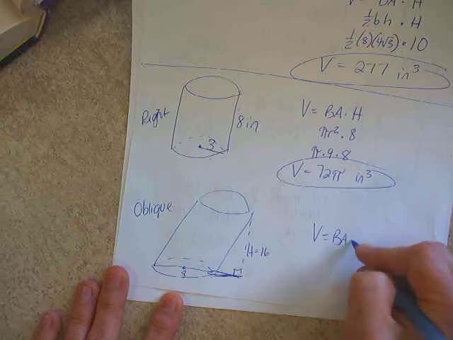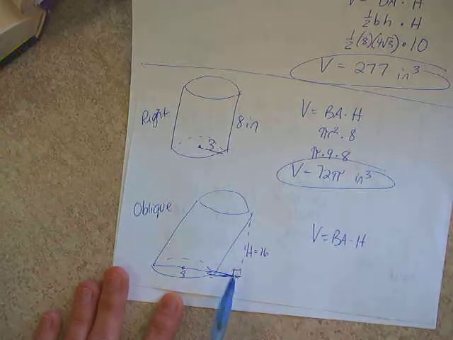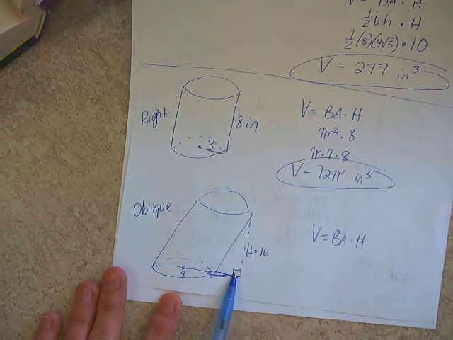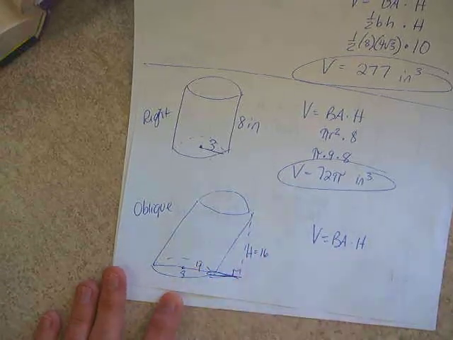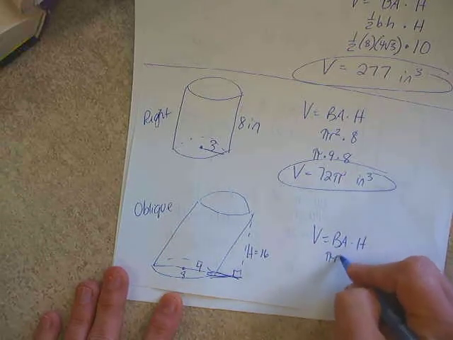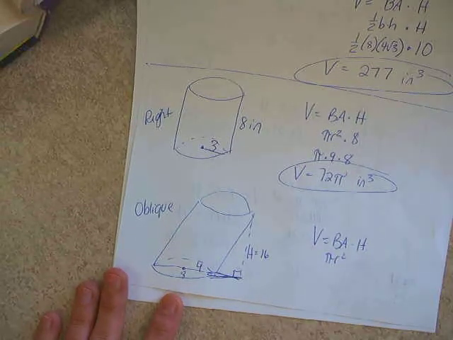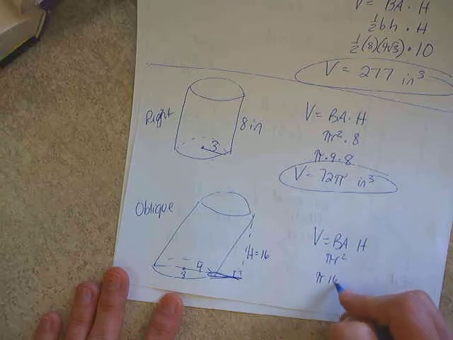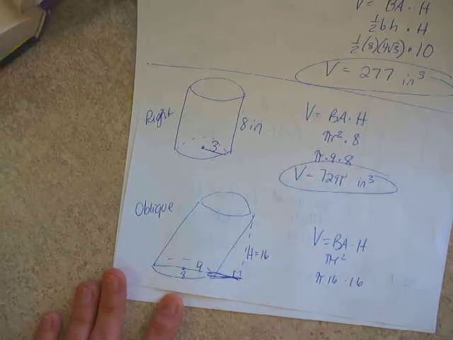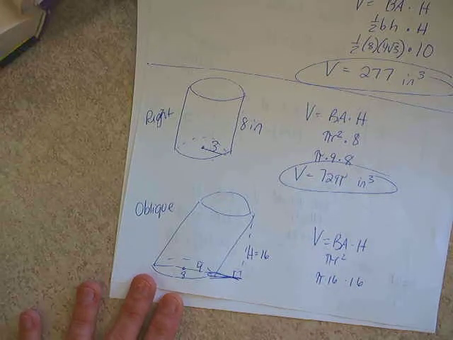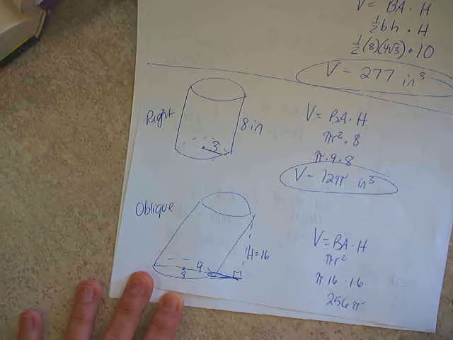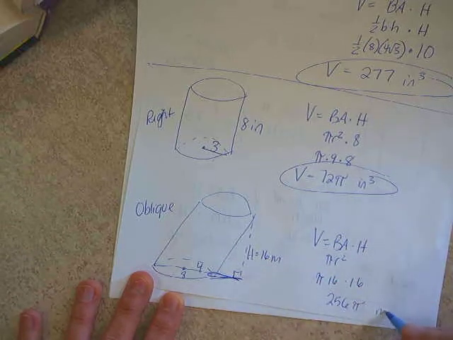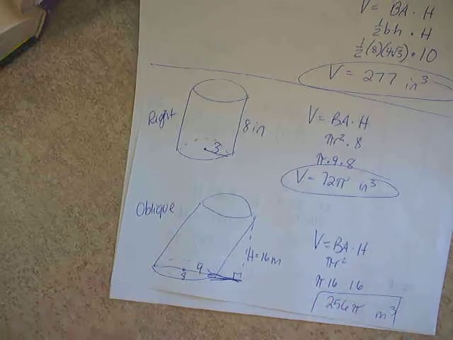It's still more work, but they're going to give you that. If they didn't, you'd need this length right here in order to do the Pythagorean theorem. So this just has to be at a right angle. But they're going to give you that. So volume is still base area times height. Just the height is the vertical height, not the side length.